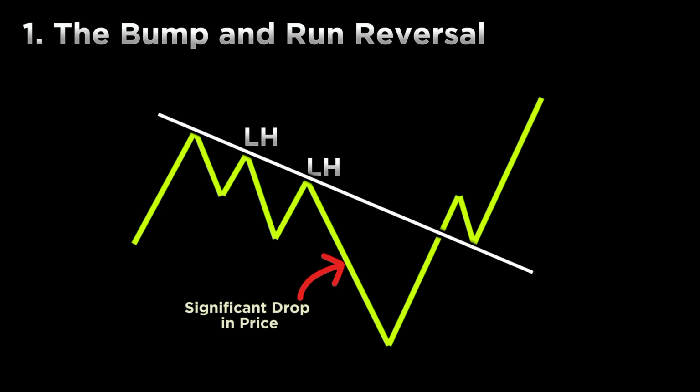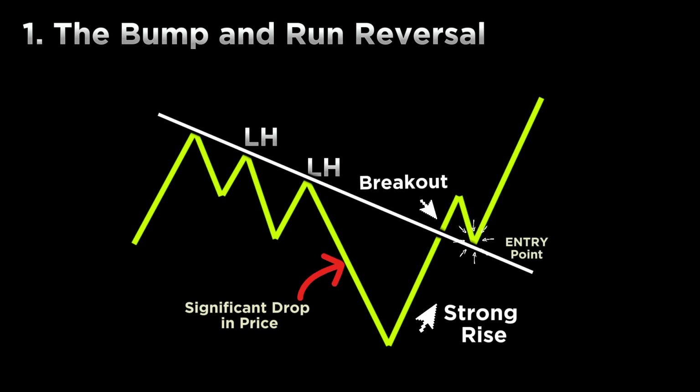Price then comes back in the direction of the downsloping trend line and breaks it to the upside. Price will often retrace back to the downsloping trend line to test it as support. This is the window of opportunity to get in the market to the upside.